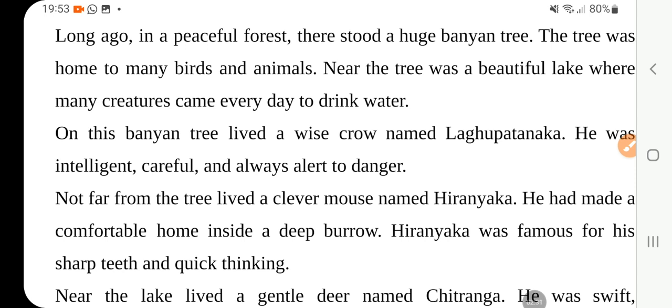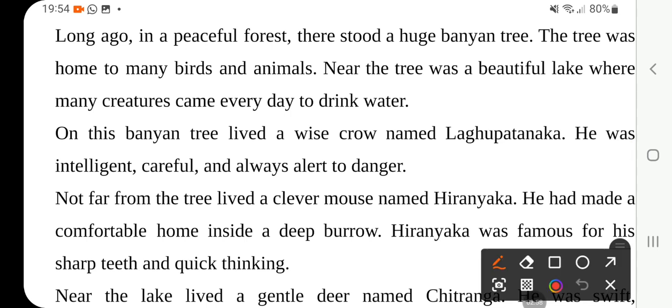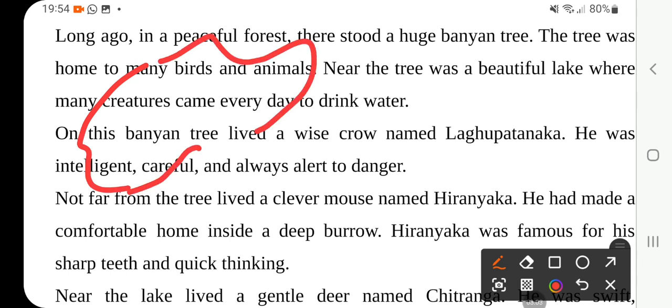Long ago, in a peaceful forest, there stood a huge banyan tree. The tree was home to many birds and animals, and near the tree was a beautiful lake where many creatures came every day to drink water. So long ago, in a peaceful, very dense forest, there stood a huge banyan tree. You can just imagine the huge banyan tree.